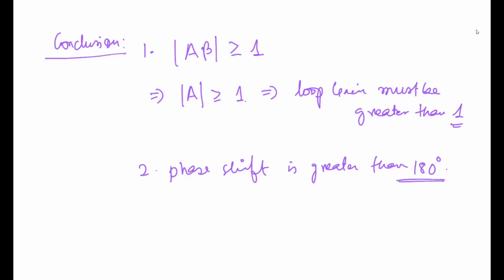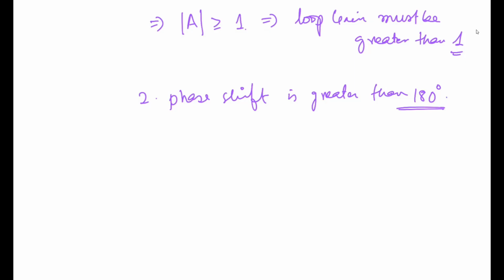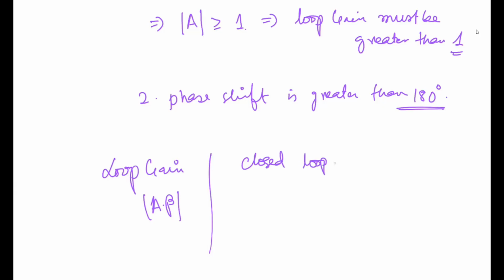And one more thing, why are those options wrong? If I talk about loop gain, loop gain means A into beta, correct? But if we talk about closed loop gain, that is ACL, it will be A divided by 1 plus A beta. In oscillation, normally we deal with loop gain only. That's why the above options are wrong, and that's why they gave marks to all the students.